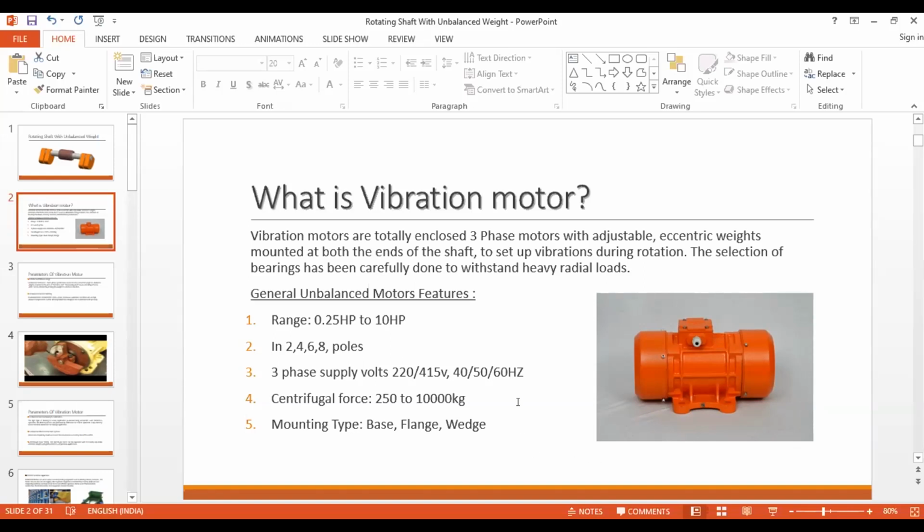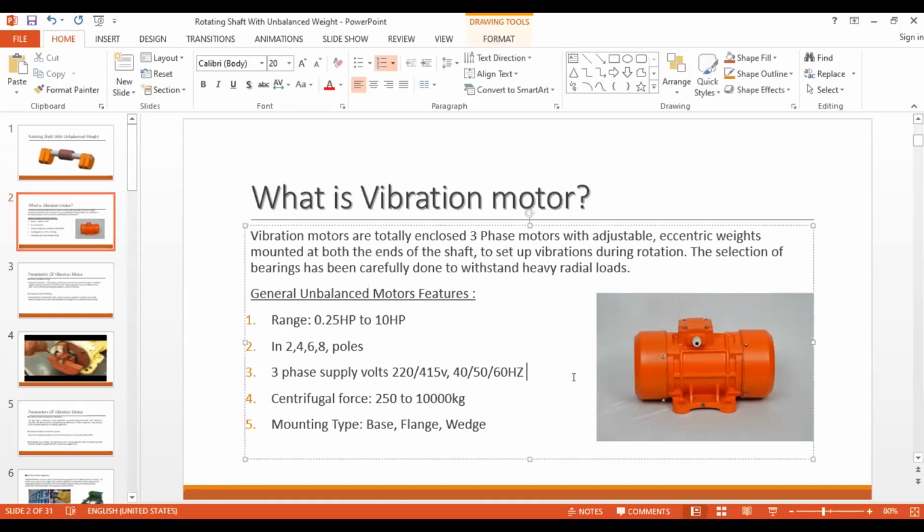It is not the case that vibration motors come only as three-phase motors. In our mobile phones also, there is one small vibrating motor. That is a DC motor. And in industry where three-phase is not available, we can also use single phase, which is our home electricity board supply. Even on that electricity, we can run this vibration motor. So this was about the features.